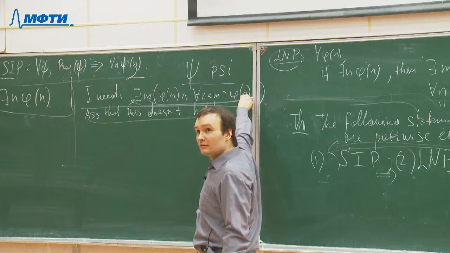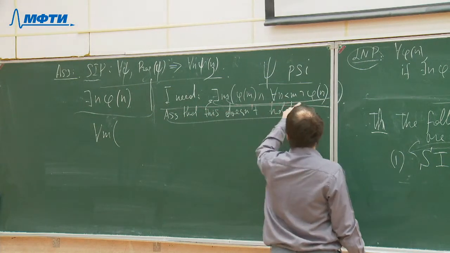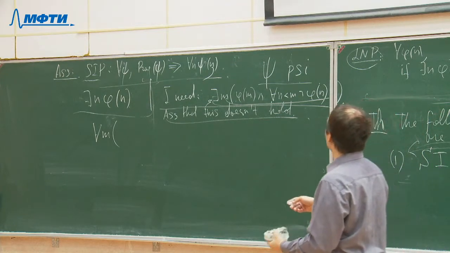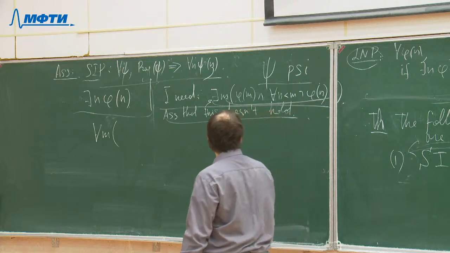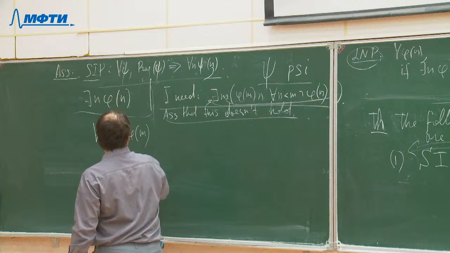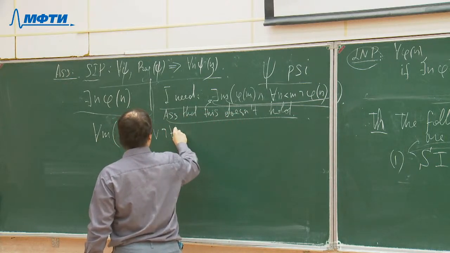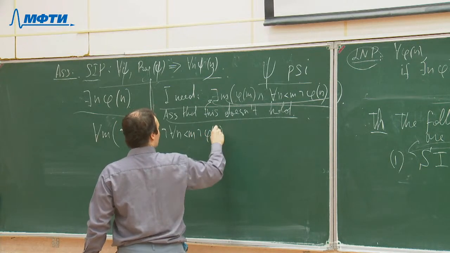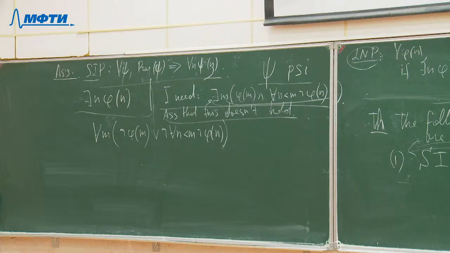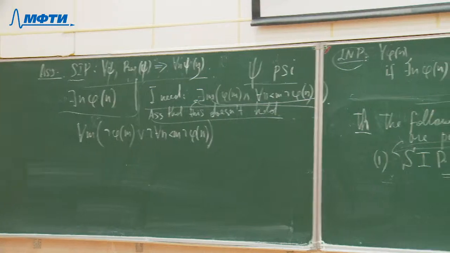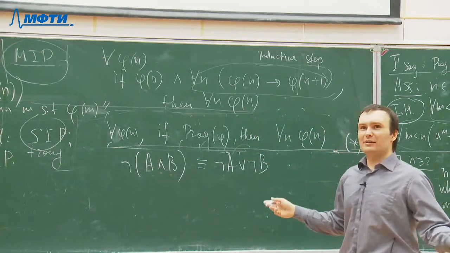satisfies this property. So, for every m, this is false. What does it mean? For every m, this conjunction is false. That means that for every m, either this is false or this one is false. Do you agree? Why is it so? Let's recall some logical equivalences. A conjunction is false if and only if either of its members is false.